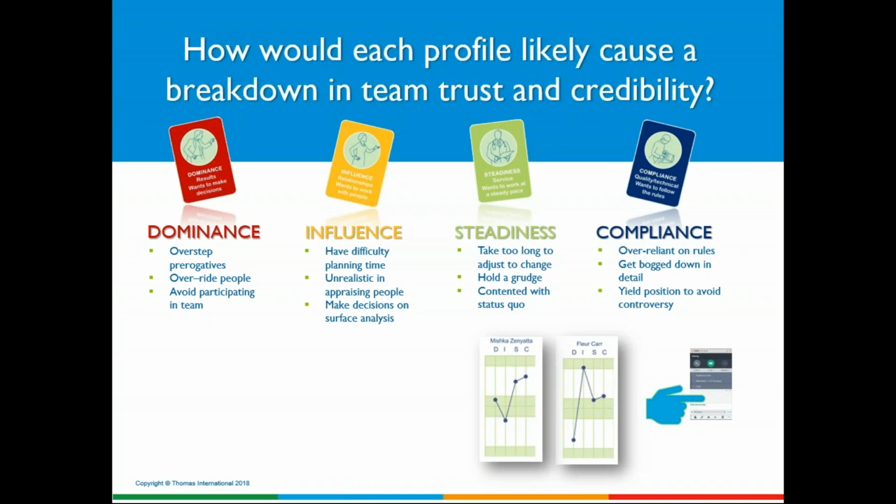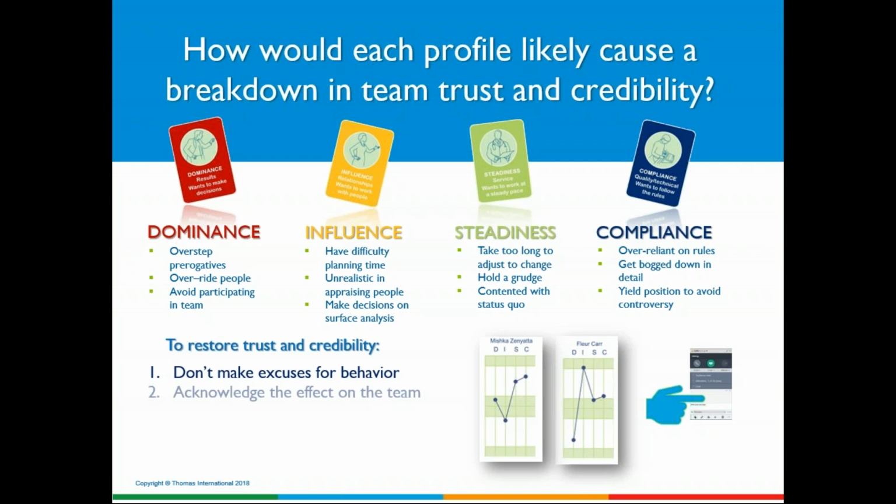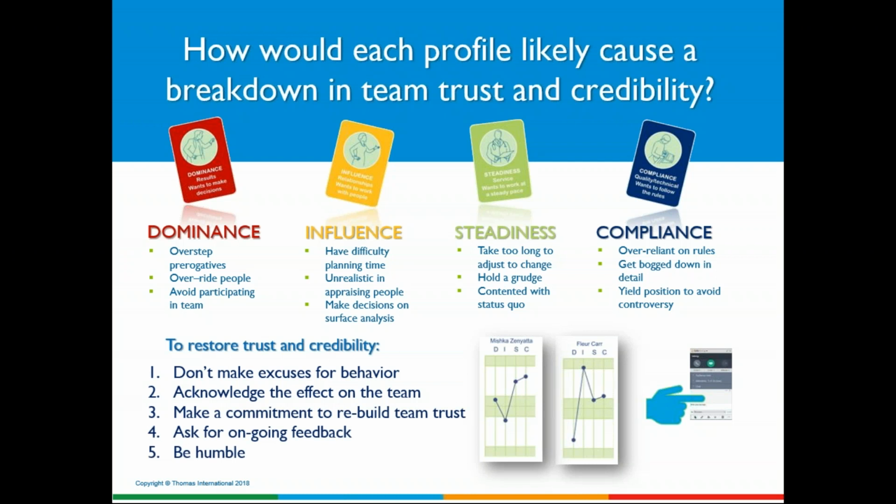So to restore trust and credibility, there are steps that every profile can take. First one is don't make excuses for behavior. You'll find this, and again, these are all the things to get to. It takes a while to get to them. We don't want to make excuses for our behavior, but we so often do. Well, I did that because of this. I did that because someone else did it. We need to be able to take responsibility within the team for what we've done. It goes back to that accountability.